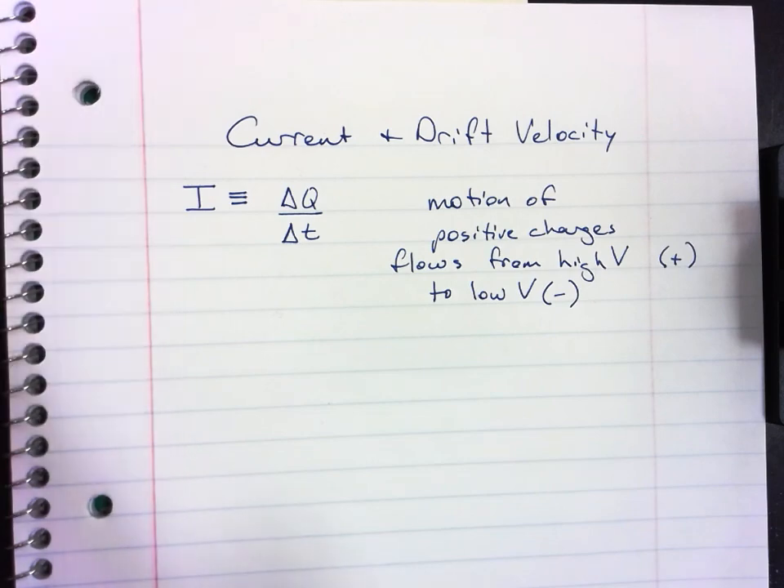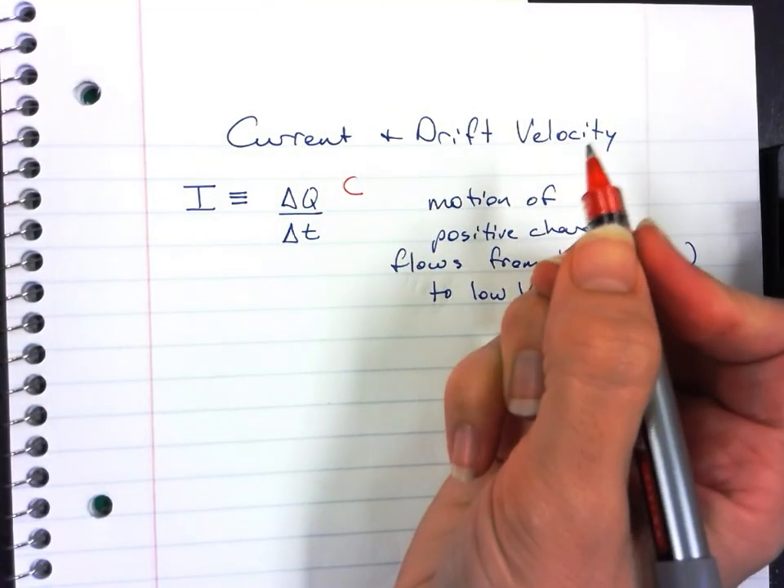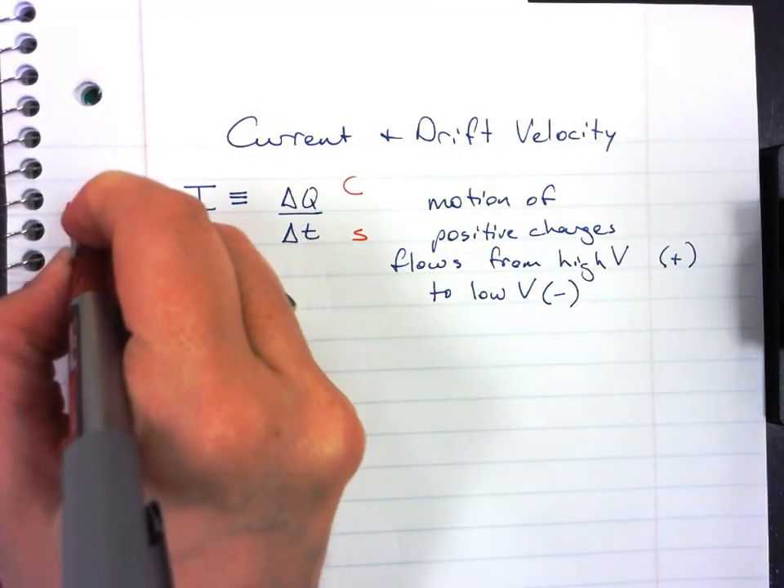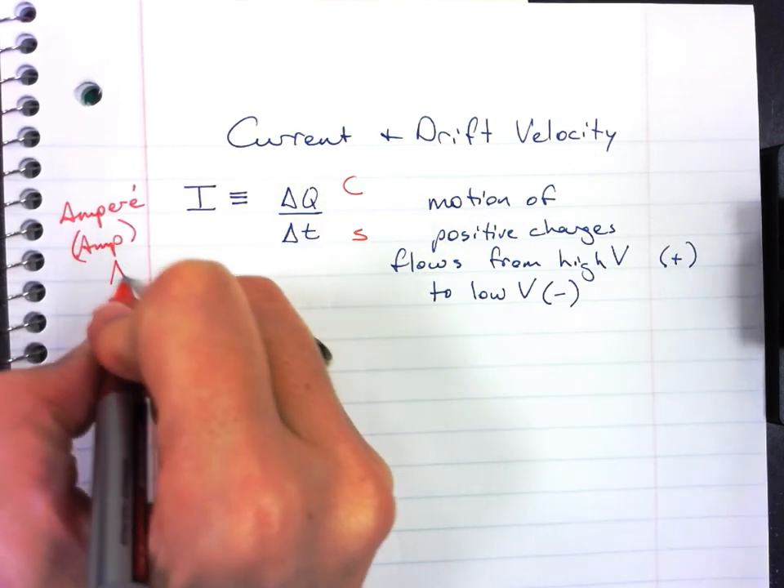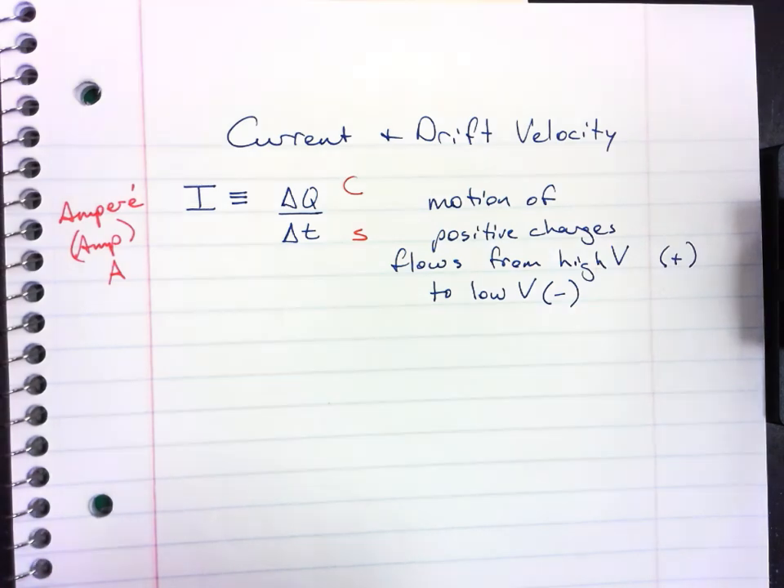So, units. You know that the unit of charge is the coulomb, you know that the unit of time is the second, so the unit of current is the ampere, often abbreviated amp, and the symbol we use is just the capital A. Ampere did a lot of studies on current electricity, hence the unit is named after him. So, that's the first of two topics we're going to do today.